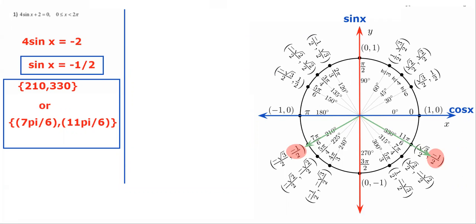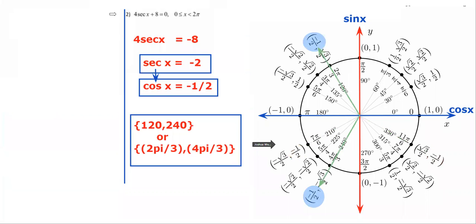Well, on this reference wheel, you should note that the sine of a half is 30 degrees, meaning that the sine of 30 degrees equals a half. However, since it's -1/2 and sine x is the y-axis, you see that the angles are below the x-axis where y is negative. Knowing that the reference angles hang from the x-axis, we have that occurring at 210 degrees, or 7 pi over 6, and 330 degrees, or 11 pi over 6. So the correct answers were 7 pi over 6 and 11 pi over 6 radians.